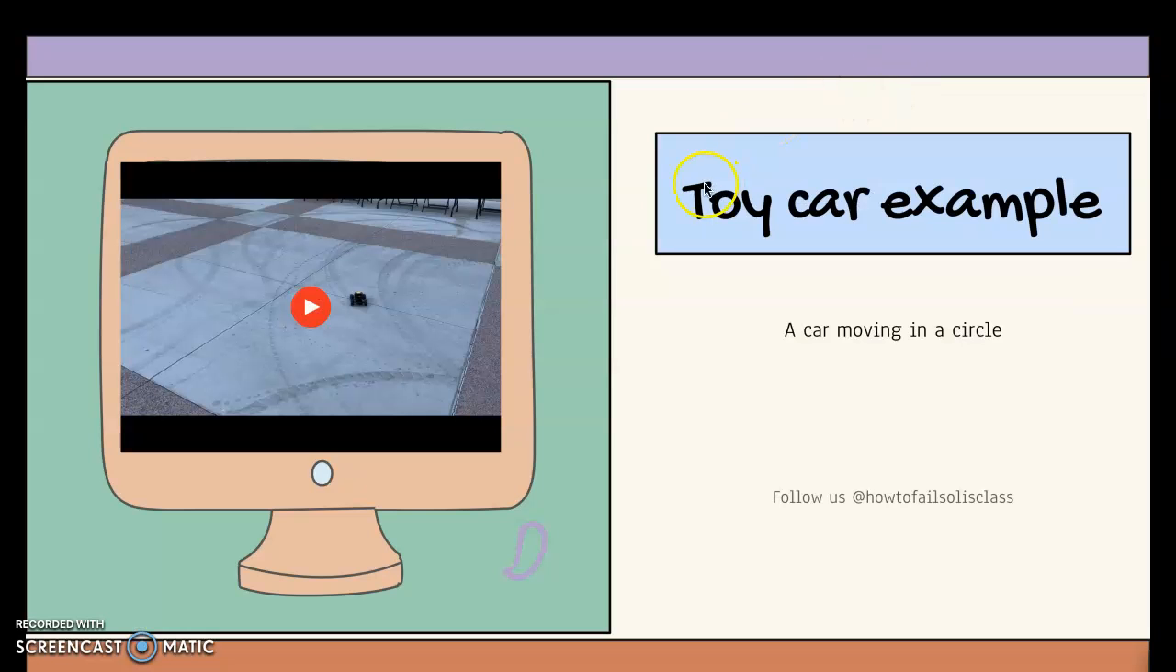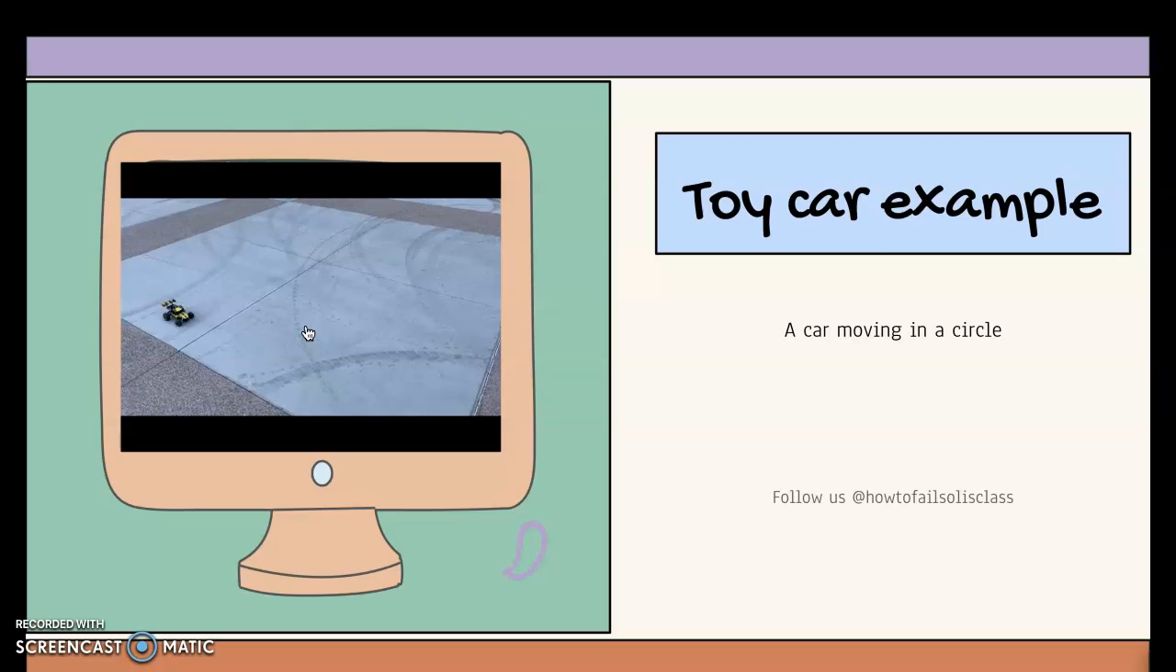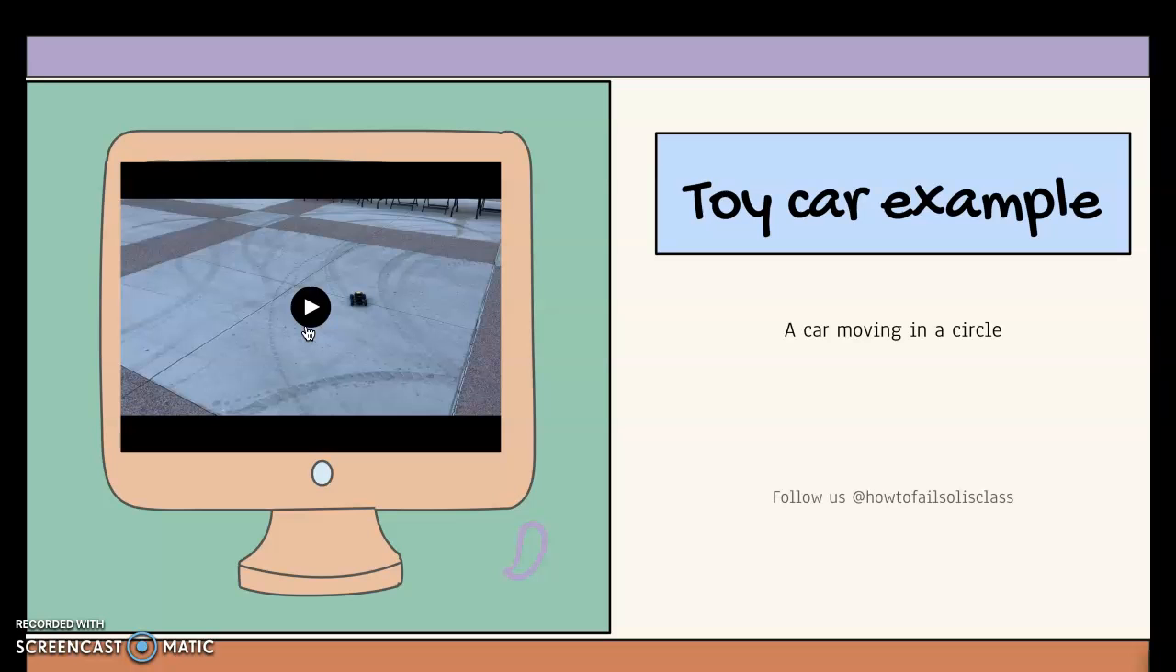For example, we use a toy car going at a constant acceleration around a circle for about 8 seconds.